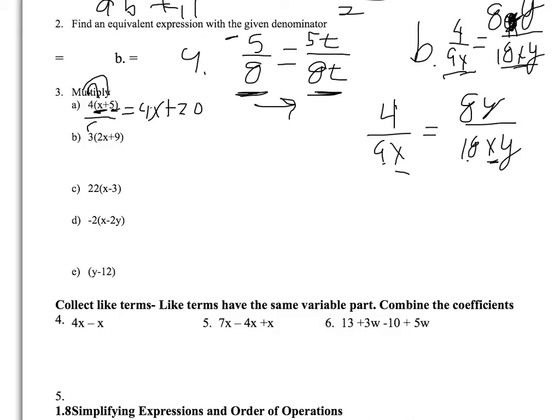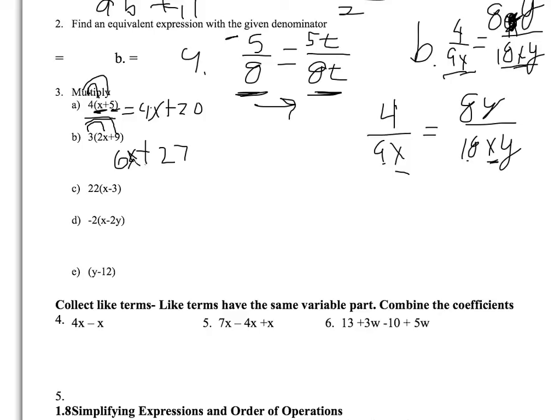Same thing on the second one. We're going to distribute the 3 in. 3 times 2x. 3 times 2 is 6. So that's going to give us 6x. Then 3 times 9, that's 27. So plus 27. That is what we have going on here. And I'm going to erase that. It looks like a minus sign. 3 plus, there we go. So we have our 6x plus 27.